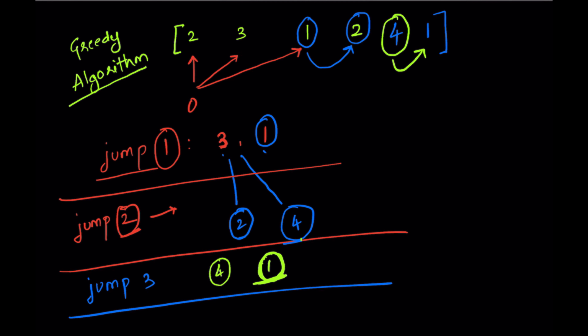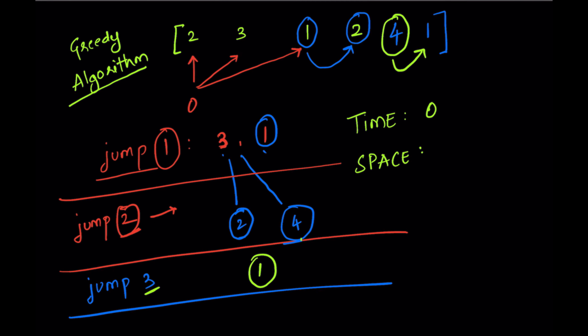There's one oversight here. Node 4 should not appear in jump 3 because it is already covered in jump 2. If we can get to node 4 with 2 jumps, there's no point in keeping it for jump 3. So I'll take it away. So there's only one element, 1, which can be reached with 3 jumps.